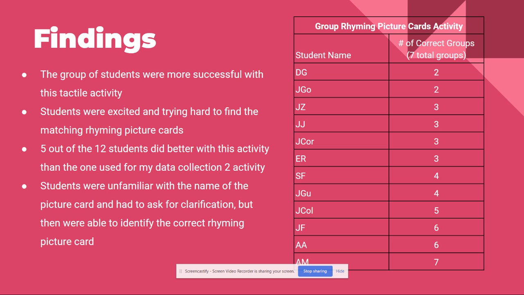My findings from this data collection was that the group of students were more successful with this tactile activity. They were excited and really trying hard to find the matching rhyming picture cards. 5 out of these 12 students did better with this activity than the one used from my data collection 2 activity. And I noticed the students were unfamiliar with the name of some picture cards, and had to ask for clarification several times. But afterward, they were able to identify the correct rhyming picture card. And so out of 7 total groups that they could have made, these were the correct groups. So I had a wide range, anywhere from 2 groups total correct to all 7 correct.